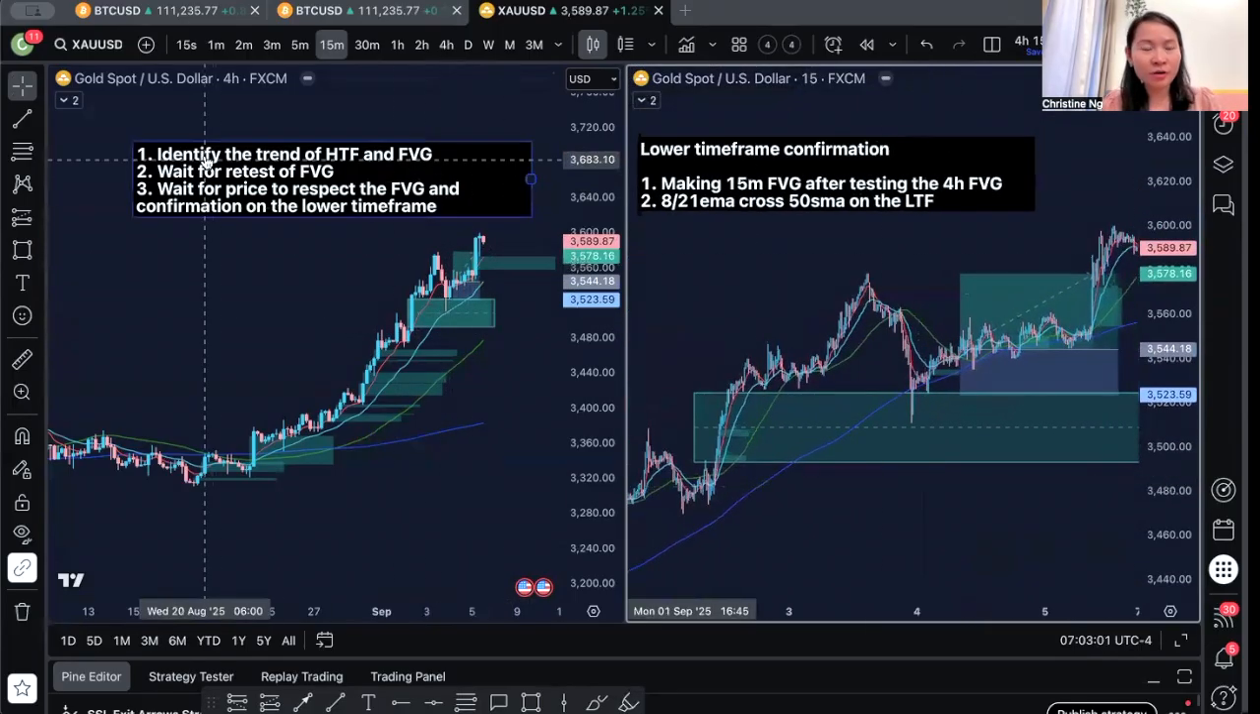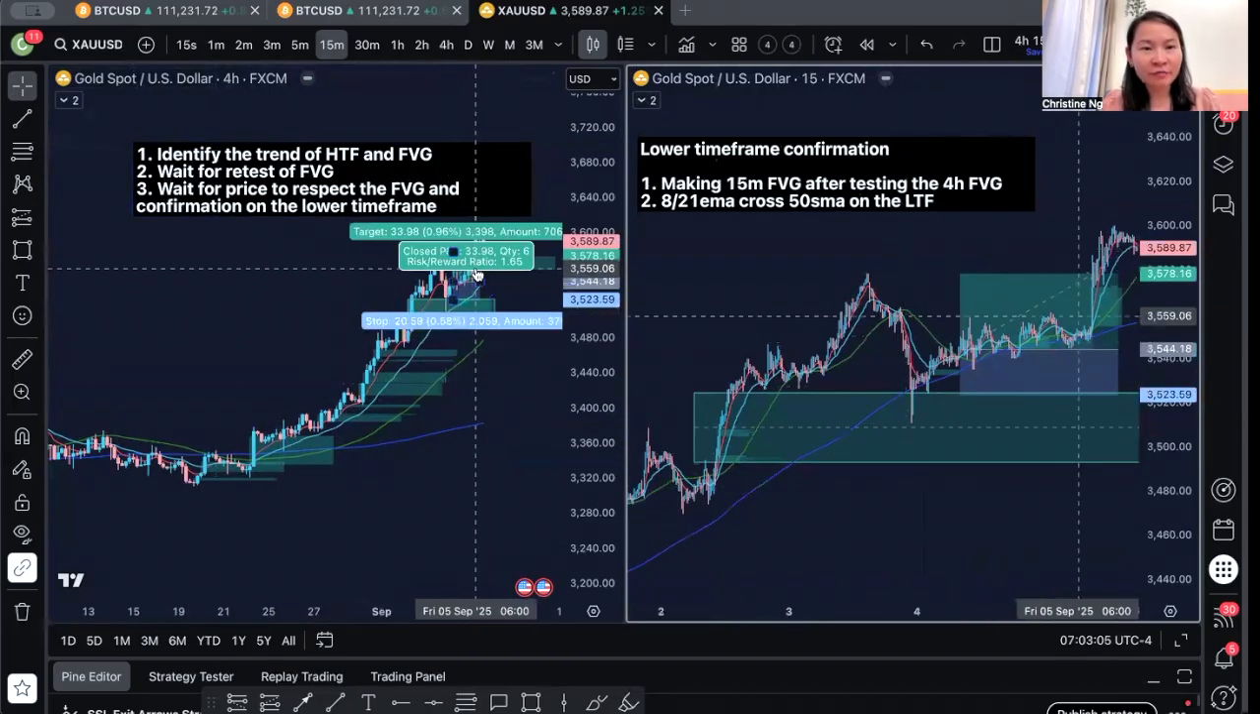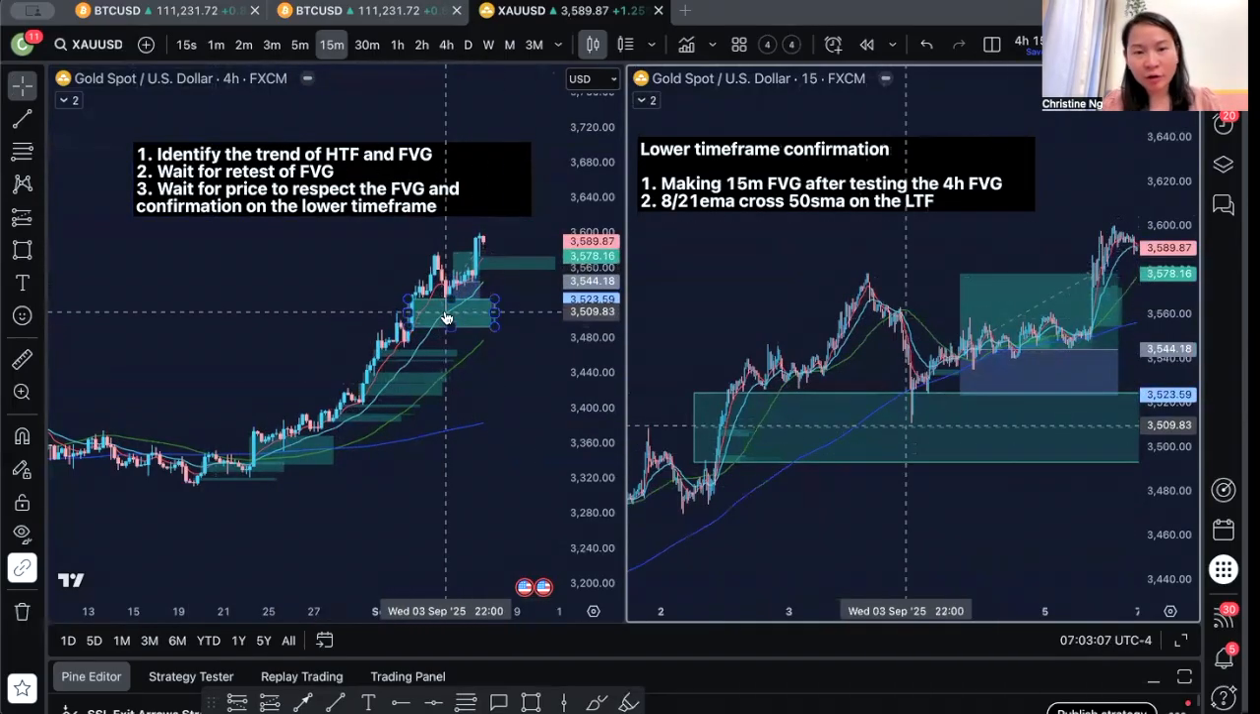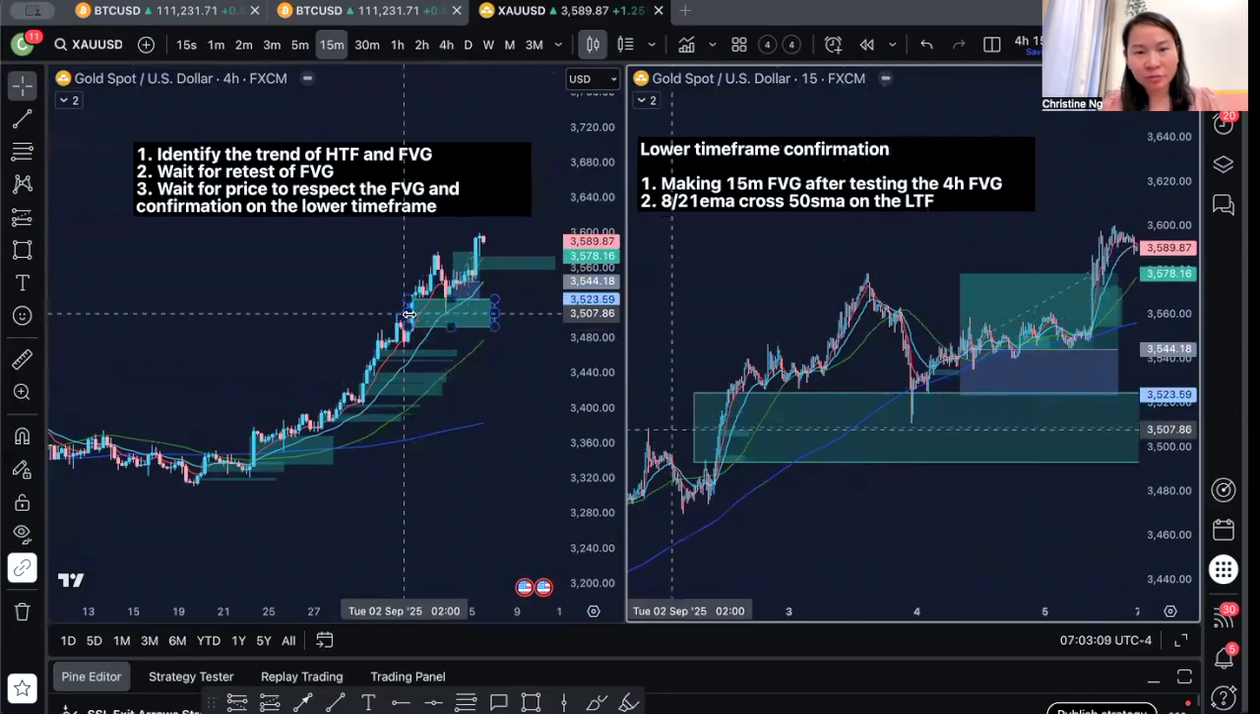So for example, let me go through again. Identify the trend of the higher time frame. Wait for the retest of the fair value gap, which is a potential support.